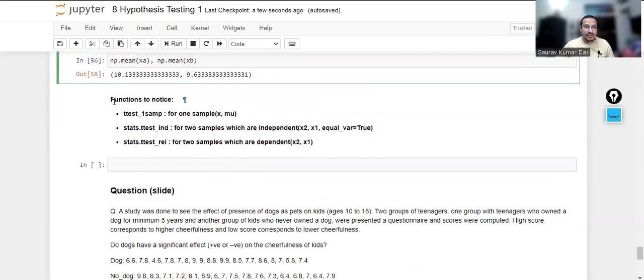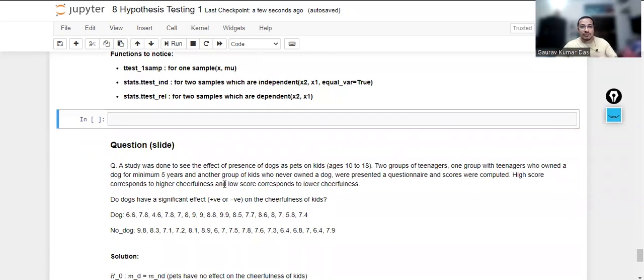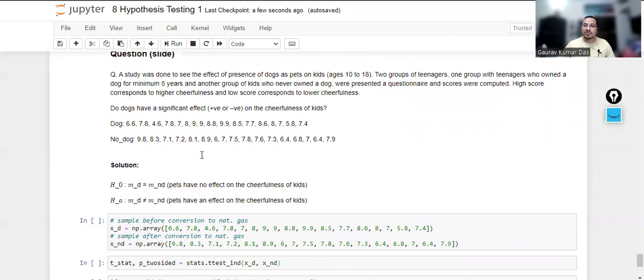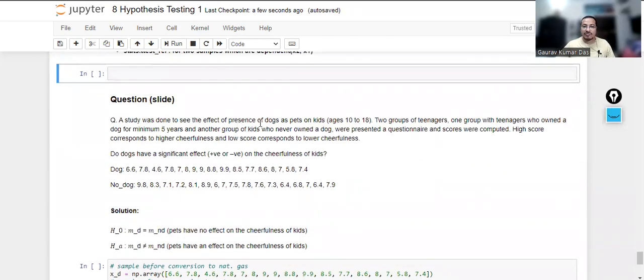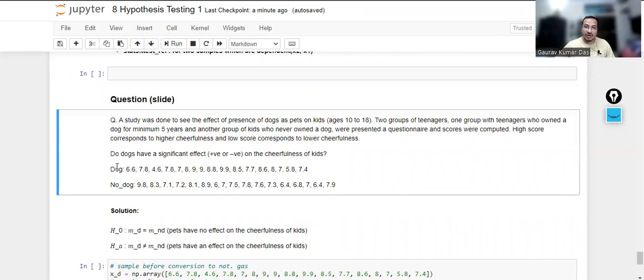So I've noted down some functions here for you to remember so that you don't forget whatever functions we have used so far, just to sum it up. Now, let us pick up the question which we had from the slide, right? A study was done to see the effect of the presence of dogs, of pets on kids. And we have two samples of students, one with dogs and one with no dogs. We have to see whether dogs have a significant effect on the cheerfulness of kids, whether it's positive or negative.